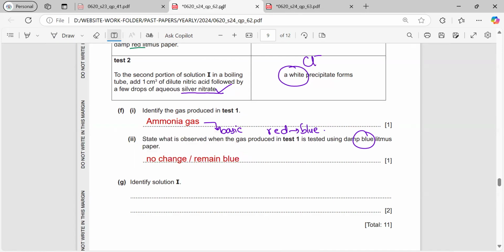Identify the solution I. So solution I would be ammonium chloride, because the ammonium ions will give ammonia gas. So it will be NH4Cl, ammonium chloride.